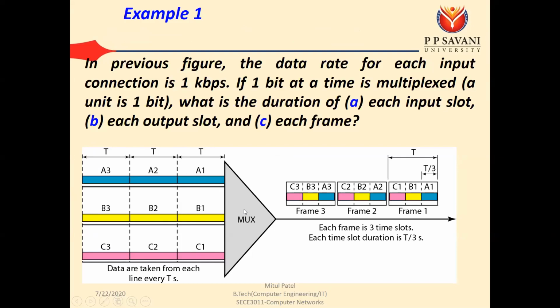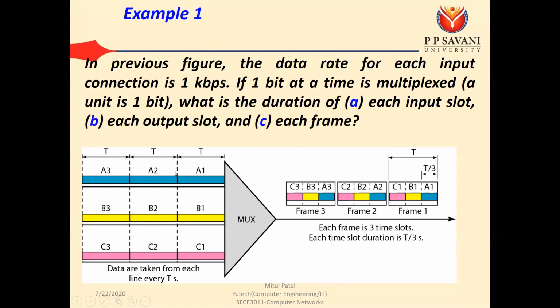Okay, so we have seen that the advantage of this TDM is it can increase the output data rate. Okay, our input data rate is 1 kbps, but if our output data rate needs to be more than 1 kbps, then TDM is useful. Okay, so how is this implemented? So we can say that our input data rate is 1 kbps. The first channel is also 1 kbps, the second channel is also 1 kbps, and the third channel is also 1 kbps.